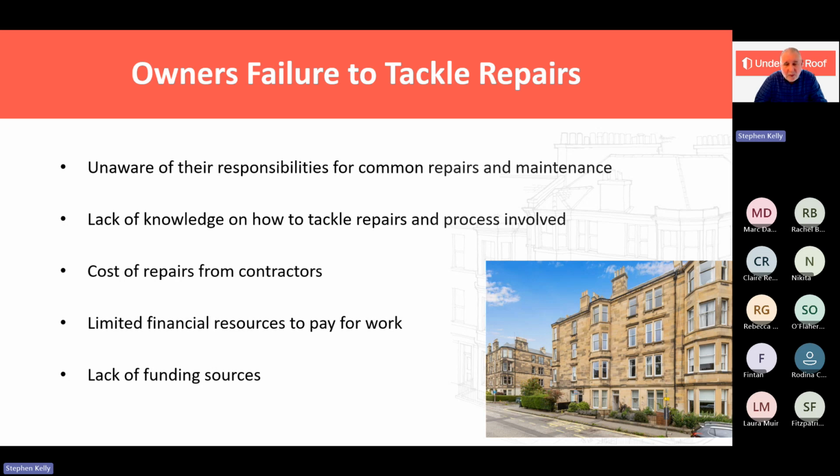However, even if they are aware of their responsibilities for the common repairs, they might not know how to get it done. They might not know who's responsible for what particular repair and how to get the work done. You know, are they just going to go to the Yellow Pages and try to get the work done? Are they going to pay for it when other people have got to pay a share for certain jobs? So that's part of the reason we're here today, but there will be a lack of knowledge on how to tackle repairs and get the work done.